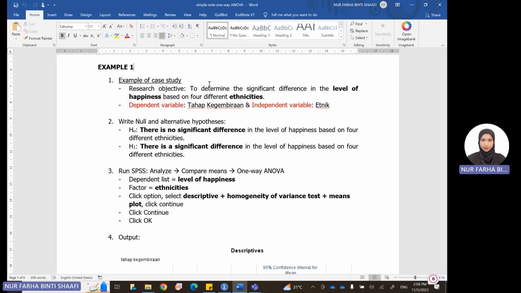Your research instrument, you use a questionnaire. You distribute it to the students. I don't know who your respondents are. Once you have distributed your questionnaire, you obtain your data from the questionnaire. So you obtain your data, and then you transfer your data into SPSS.